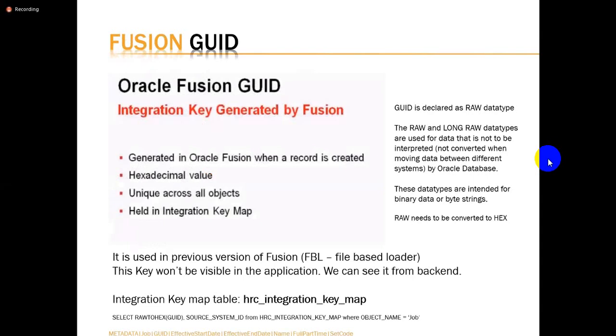The first one is Oracle Fusion GUID, that is Oracle Fusion Global Unique Identifier. It is generated in Oracle Fusion when any record is created. You can think of any record in the Fusion applications. Whenever a record is created in the Fusion application, whether by manually entering the record, or sending it through a file, or loading it through a spreadsheet loader, from whatever source, a unique key will be generated.